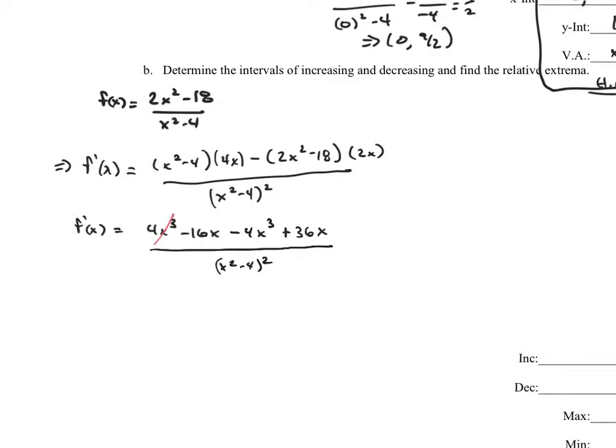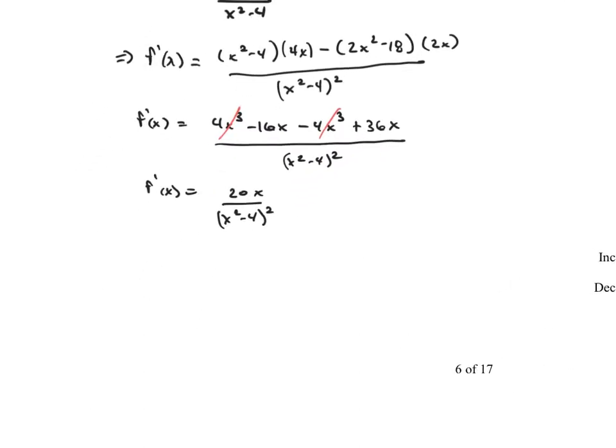Do a little more simplification. My 4x cubes cancel on top, and I'm ending up with negative 16x plus 36x. So I'm getting, what, 20x on top? And then on bottom, I'm getting x squared minus 4 quantity squared. That would be my first derivative of the function. Excellent. It's actually not as nasty as I thought it was going to be, but it is what it is.